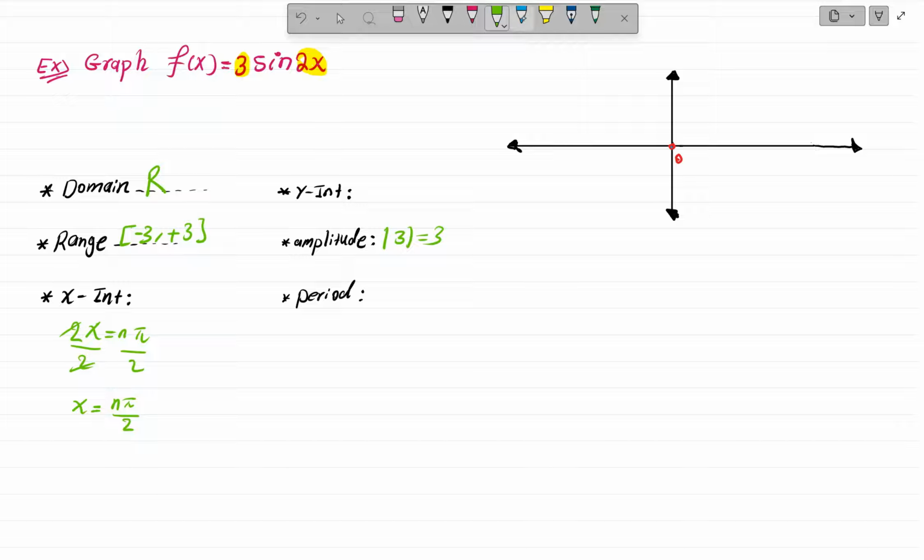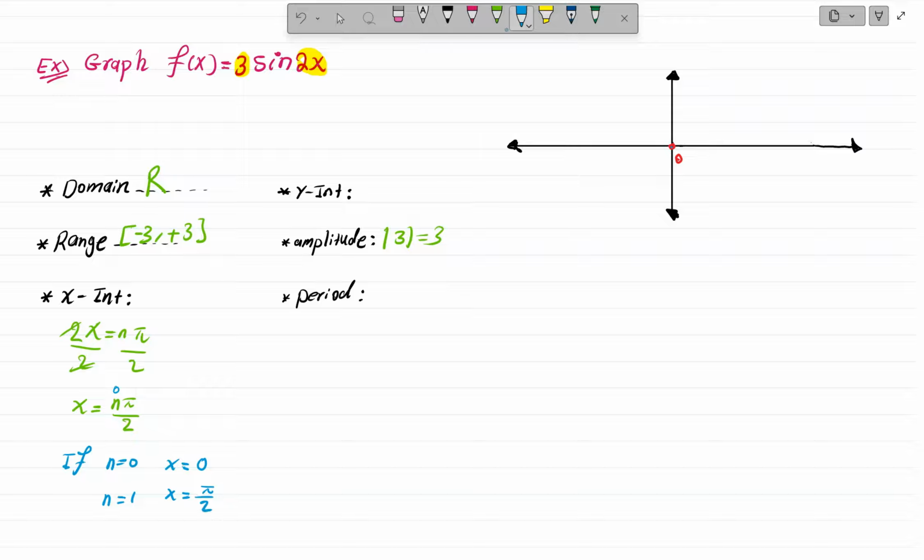Okay, dear students, you can pick values for n in order to find your x-intercepts. If n equals 0, you substitute 0 here, 0 times pi divided by 2 equals 0. When n equals 1, if you substitute 1 here, x is going to be pi over 2.